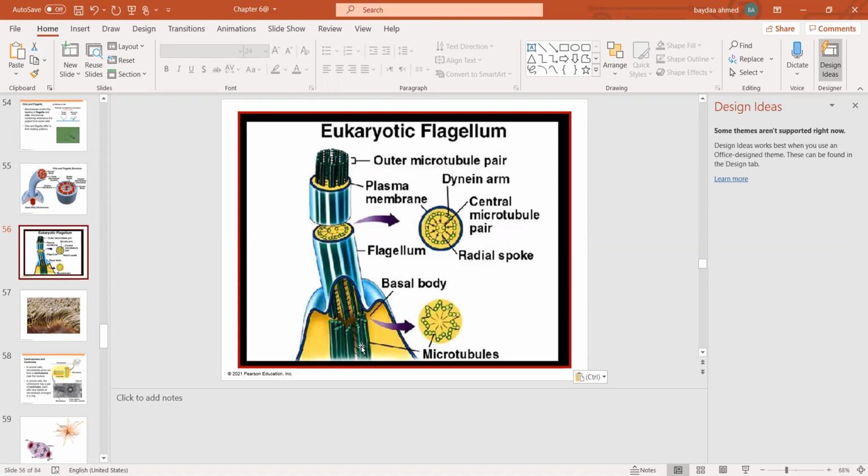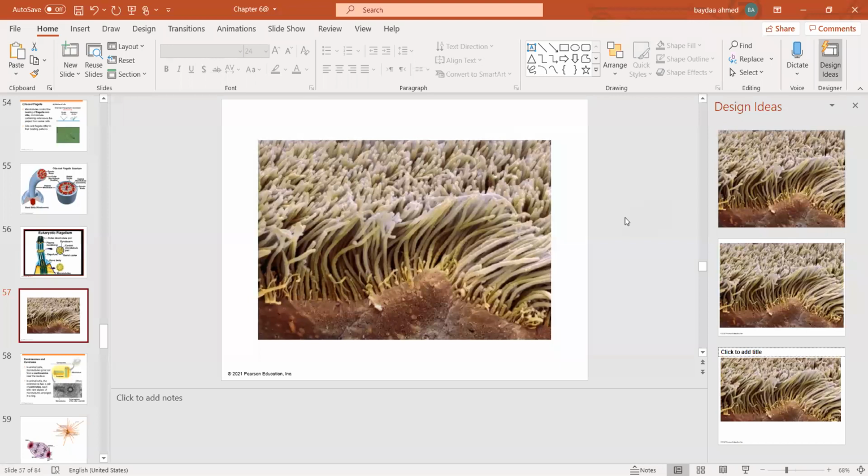The basal body is similar to the centriole. The basal body is responsible for forming or synthesizing the flagellum or cilia microtubules, and it is found at the base of each flagellum and cilium. And this is an adorable image from scanning electron microscopy that reveals the cilia in our trachea cells.